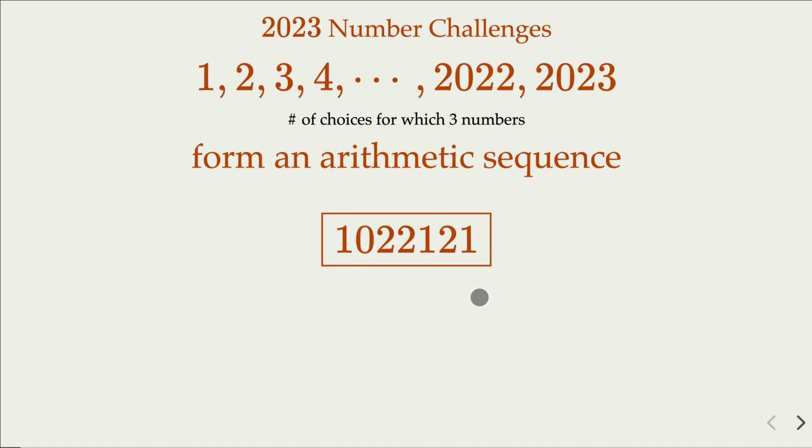In summary, if you choose 3 numbers from 1 to 2023, the total number of choices for which the 3 numbers form an arithmetic sequence is going to be 1011 squared.